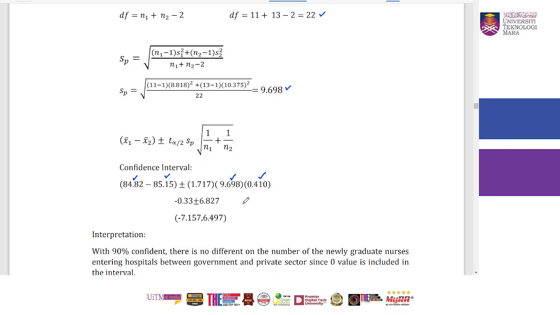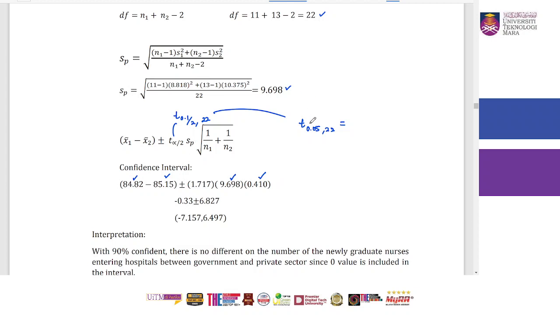you get 0.410. And then the t alpha over 2, so this supposed to be our alpha of 0.1. So 0.1 divided by 2, with degrees of freedom 22. So that means in this case, this part you get t 0.05, 22, which is 1.717. So how do we get this value?